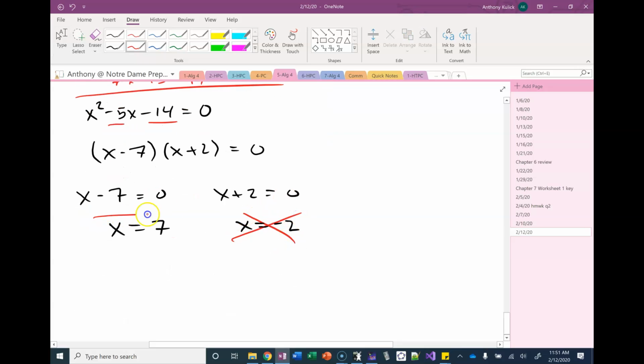So I'm going to cross that one out and just box up 7. And I'm going to put a check mark next to it to remind myself that I checked that. Is everybody okay there? Let's do another of these, shall we?